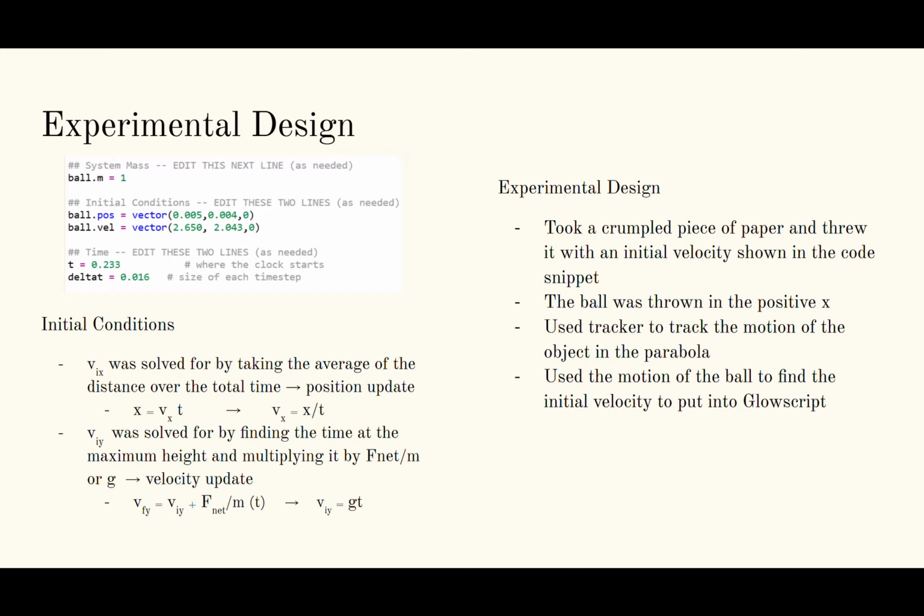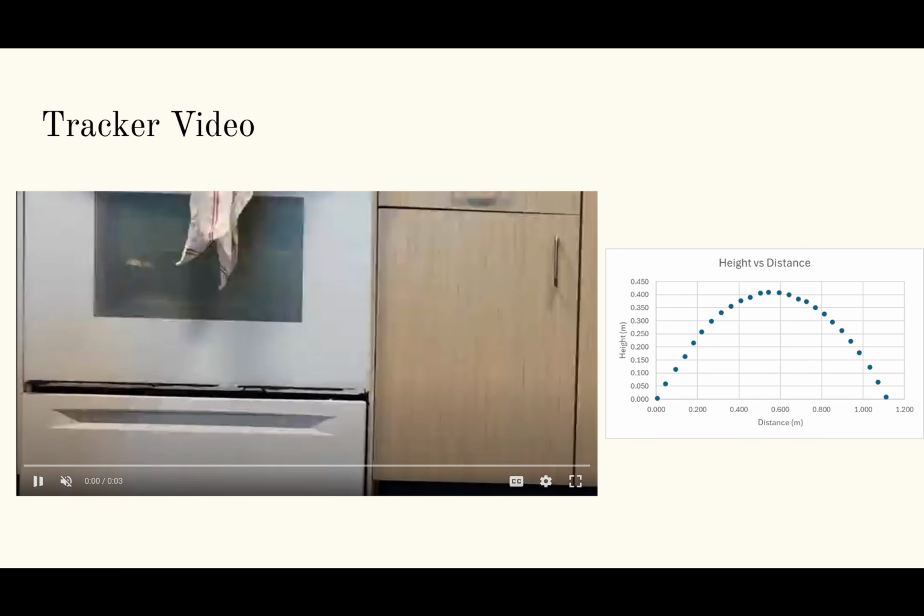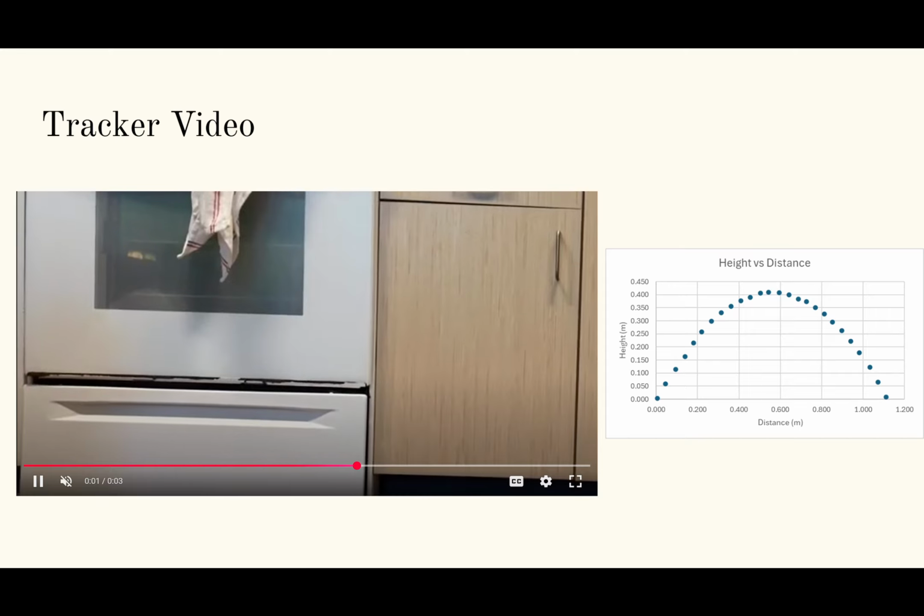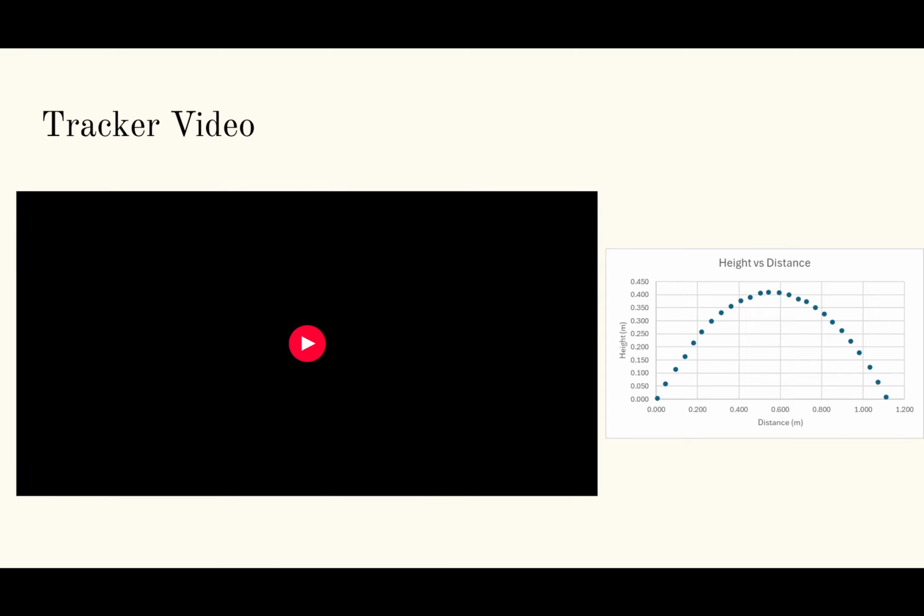For the experiment, we took a crumpled piece of paper and threw it with an initial velocity shown in the code snippet. The ball was thrown in the positive x, and we used a tracker to track the motion of the object in the parabola. Additionally, we used the motion of the ball to find the initial velocity to put into Glowscript. Here is our tracker video, and on the right you can see the motion that it followed through the video.